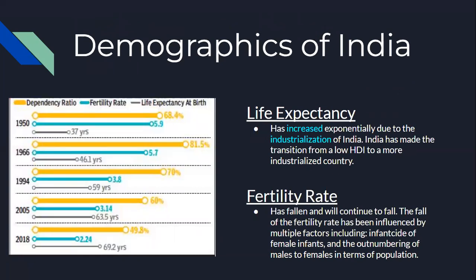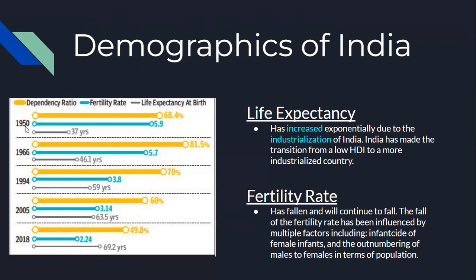All right, so we will actually move on to the demographics of India. We'll start with life expectancy. In this chart, we are going to ignore the dependency ratio as of right now. We're going to focus on the blue, which is going to be the fertility rate, and the grayish black line, which will be life expectancy at birth. Now, starting with life expectancy.